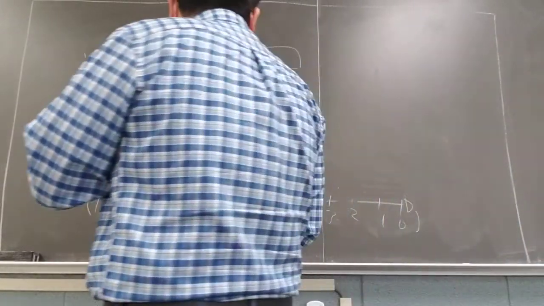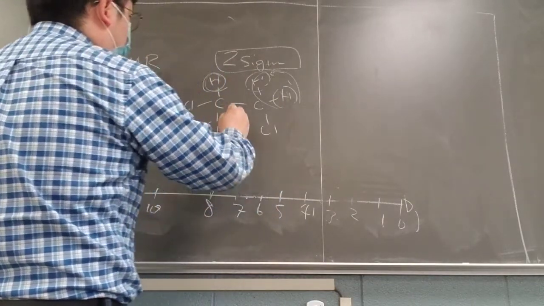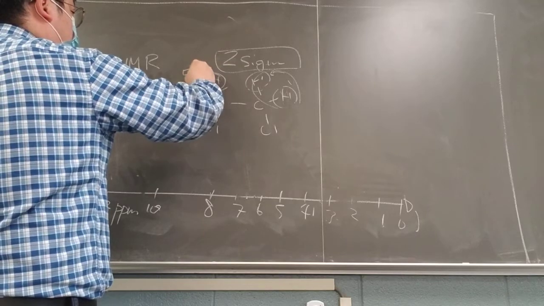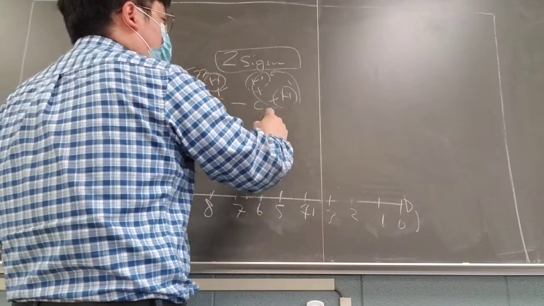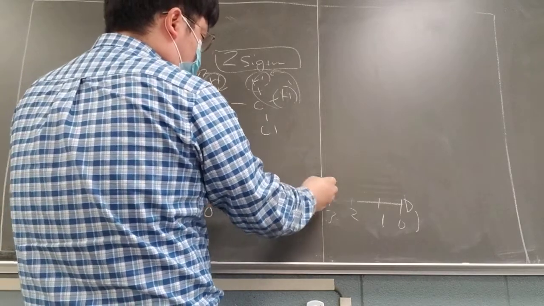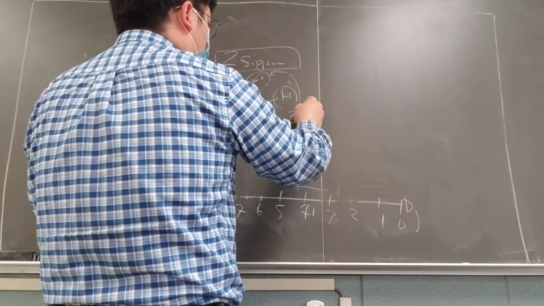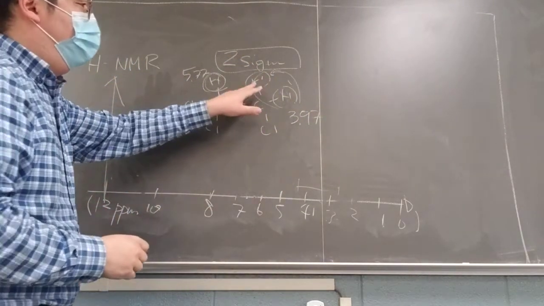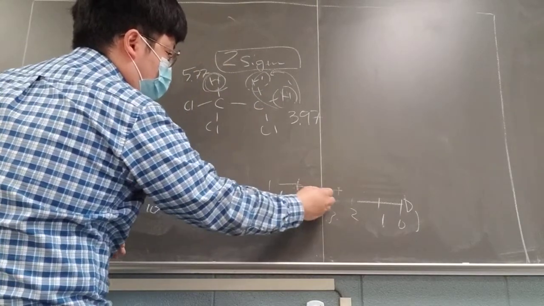So if that is the case, this will be about 5.77, because it will be more drawn by these two chlorines, but there was only one, they're lucky. So I know they should be around here, but it will be more drawn, but this is about 3.97, those two hydrogens, okay? Because over here, more drawn to here.